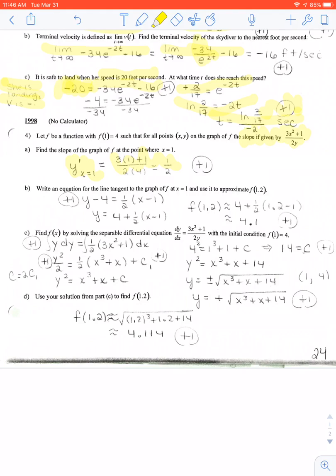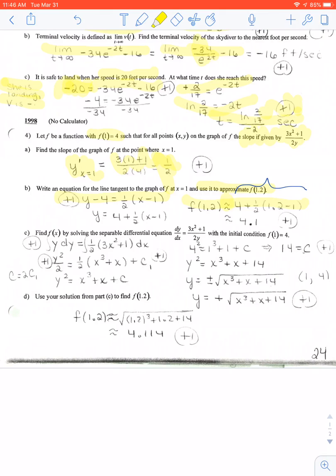Part B wants us to write the equation of a tangent line at x equal 1 and then use it to approximate a value close to 1. The first thing I'm going to do is write my tangent line equation. We already know the point they gave us, (1, 4), and we already found the slope is a half, so we can come up with that equation immediately. You get a point for that. Then you put in 1.2. Again, it's a non-calculator question, so if you leave your answer like this, that's fine. You get a point for that.